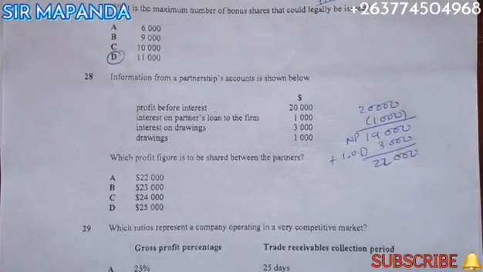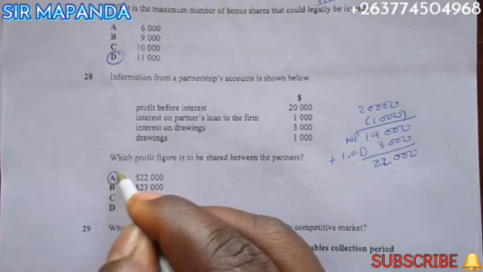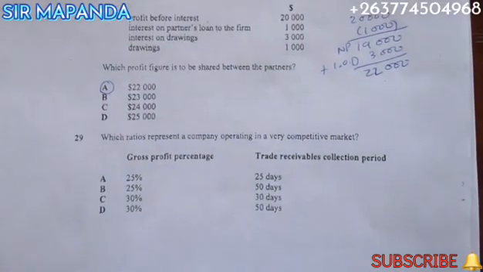22,000. Right, then drawings are not part of the appropriation account. We just record interest on drawings and less interest on capital. So the appropriation is going to have a balance of profits of 22,000. A is our answer. We move on to question number 29.